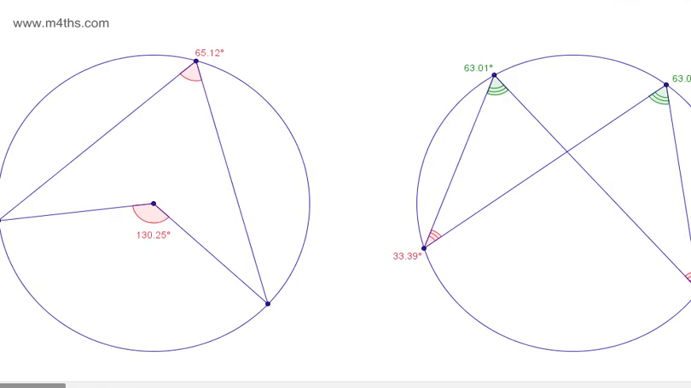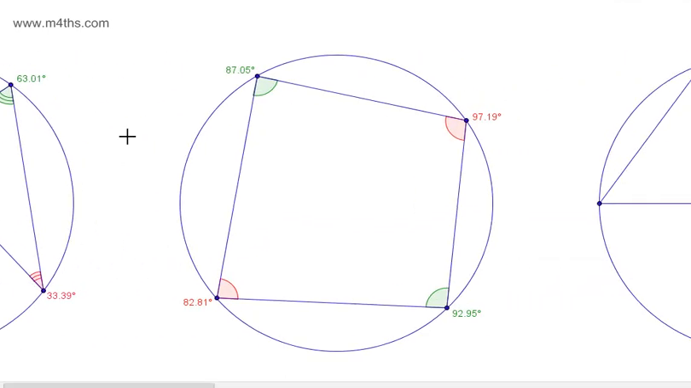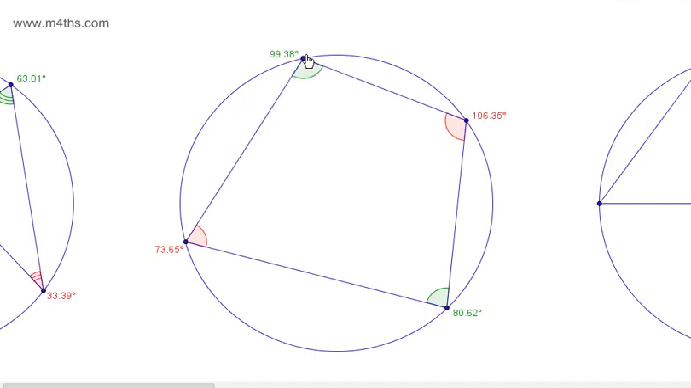So we've got the arrow and we have the bow. The next one is the quadrilateral. This is called a cyclic quadrilateral. The opposite angles are going to equal 180 degrees.